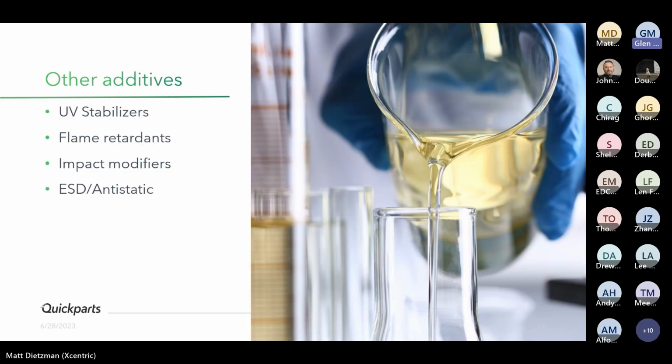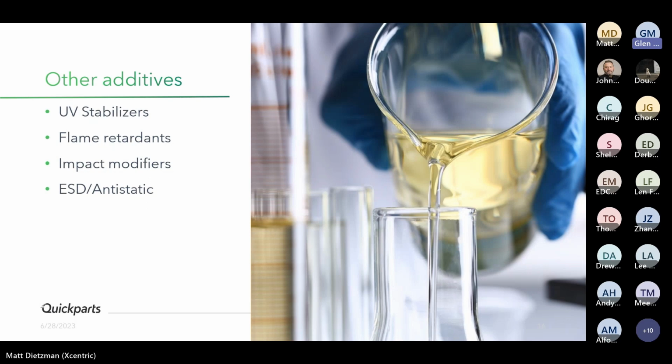Some of the other additives that can be used, UV stabilizers, flame retardants. Certain customers obviously have an application where their part's going to be in a high heat area. Therefore, we'd recommend a material with a flame retardant in it. Impact modifiers, obviously the word impact, we're looking at something that withstands abuse.